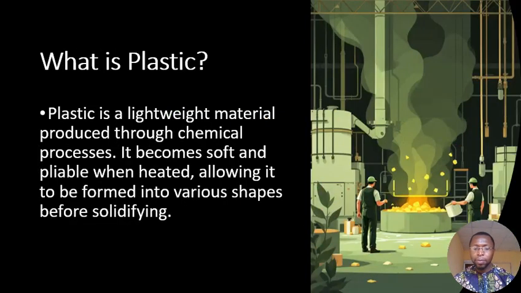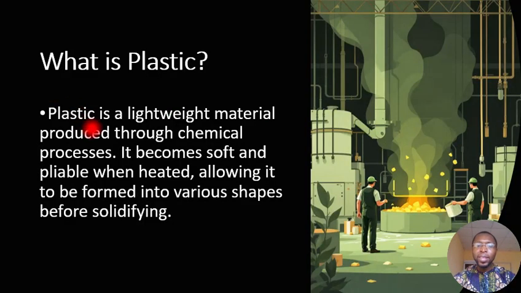What is plastic? Plastic is a lightweight material produced through chemical processes. Lightweight means it is not heavy, and it is produced through chemical processes. Plastic becomes soft and pliable when it undergoes heat. This heat allows it to form into various shapes before it solidifies.